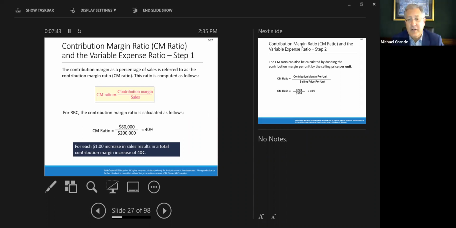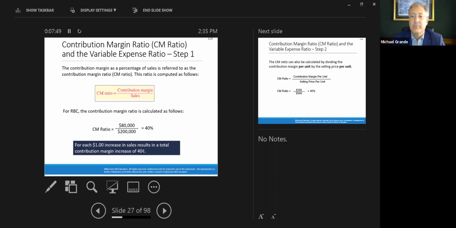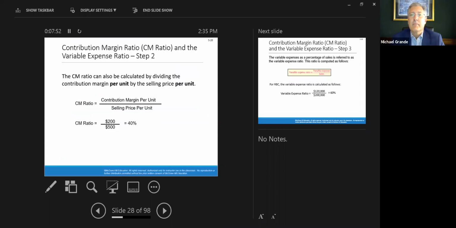Each $1 increase in sales results in a total contribution margin increase of 40 cents. Contribution margin ratio can also be calculated by dividing the contribution margin per unit by the selling price per unit. So you can do it on a total dollar amount, and you can also do it on a per unit basis. It should equal exactly the same thing, 40%.